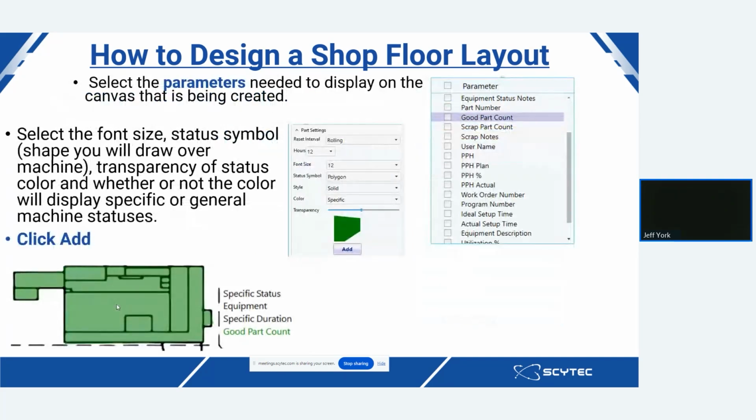Once you select your parameters, which you can see on that top right image, from there you will choose the font size and the status symbol. We usually recommend the polygon. Then the style, so whether you want a solid overlay or a framed, hollow one. And then you can also dictate the transparency that is overlaid on it.